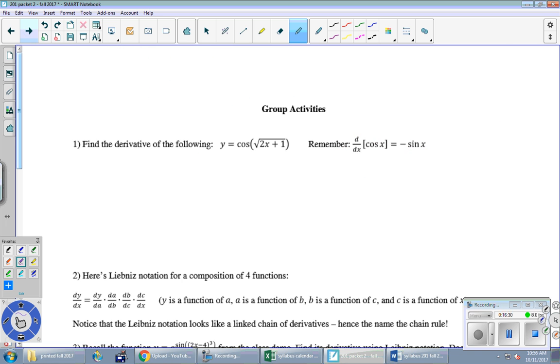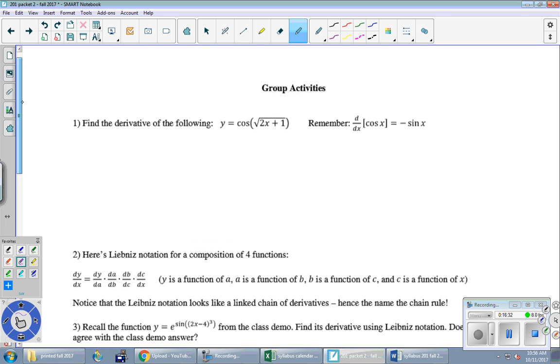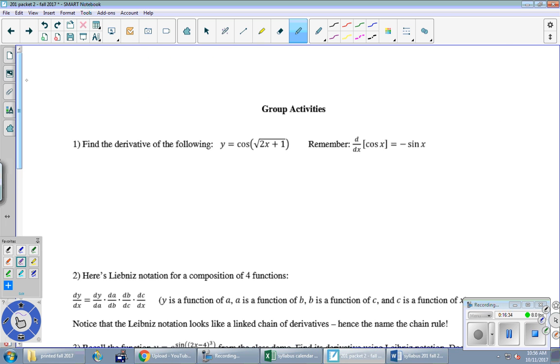Okay, so 2 activities here. One of them is examples of the things that we just did, and then the other one is about a dog named Elvis. So let's see how far we can get through those 2.